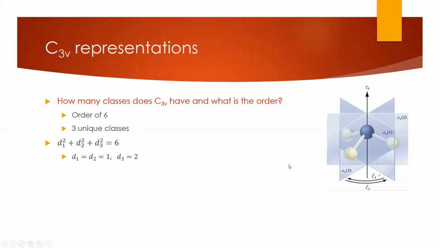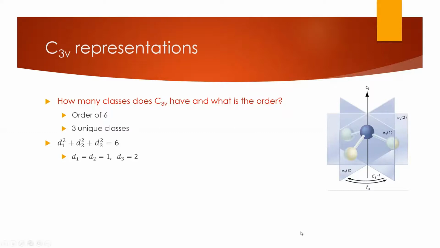So what that means is that I have only 3 classes that I can have, so 3 different kinds of representations, and the squares of all these numbers have to add up to 6. And the only way to do that is if one of these is a 2-dimensional representation. And we can look at this if we think about how these rotations work.